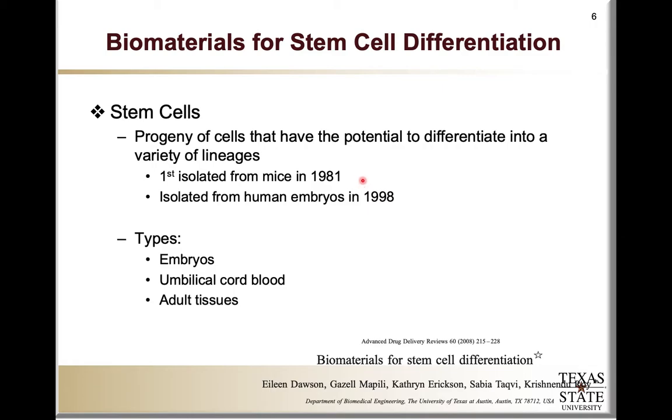The types of these stem cells: we already mentioned embryonic stem cells. We also mentioned adult differentiated cells. And we mentioned that some of the sources could be from umbilical cord blood. I think that is about it for this slide.